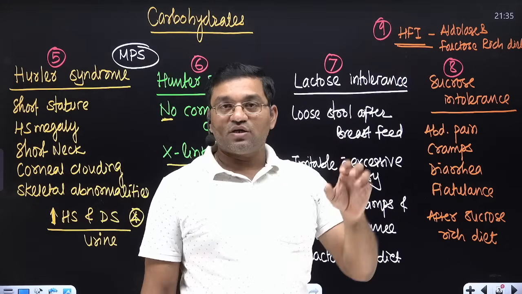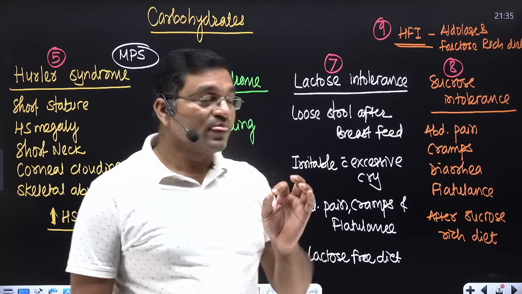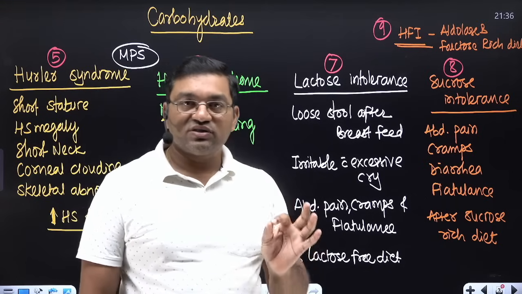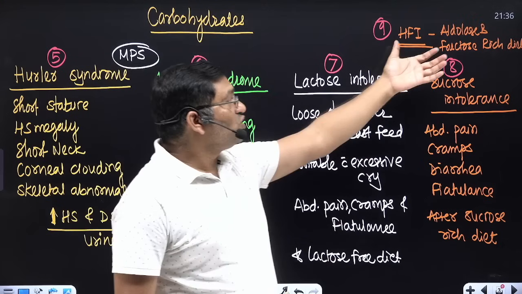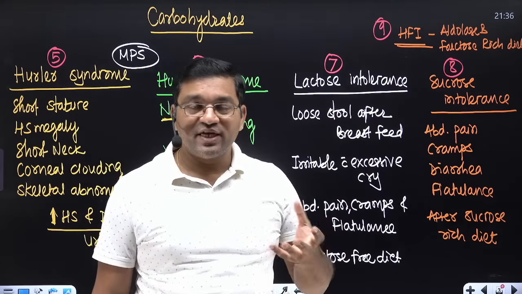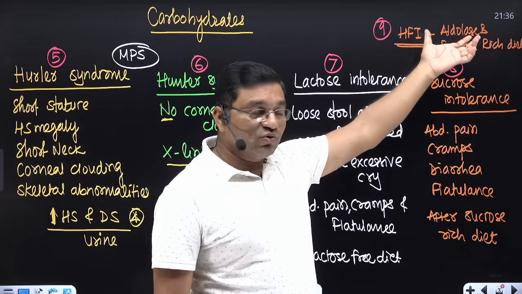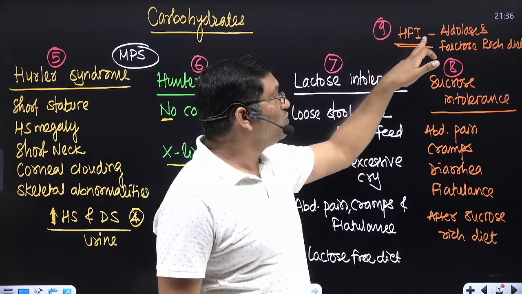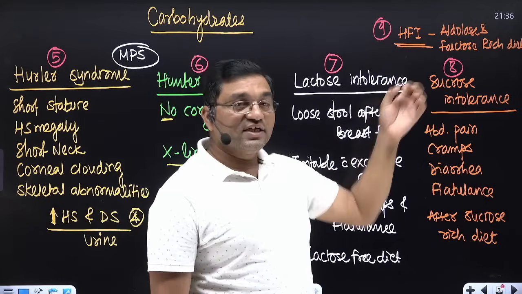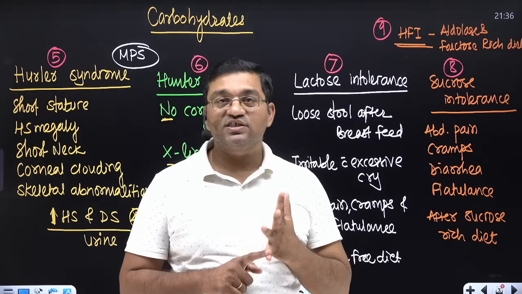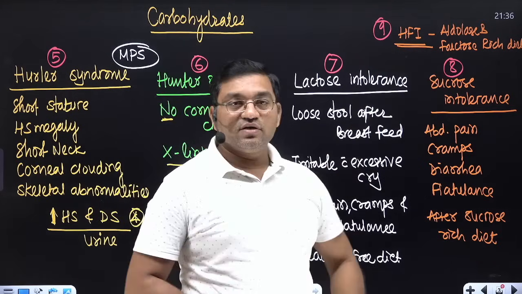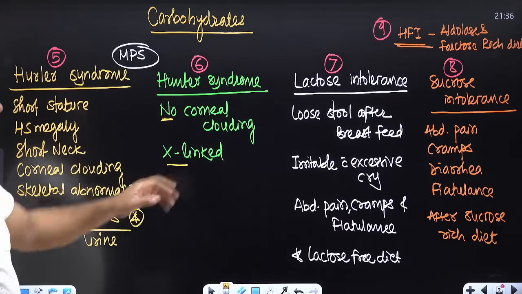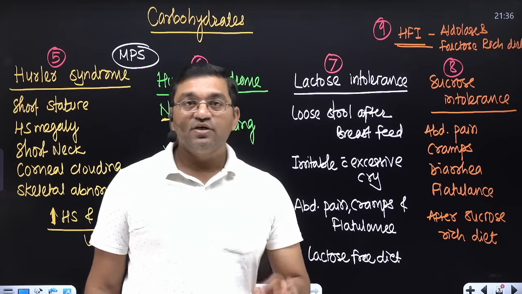In hereditary fructose intolerance, it is due to the deficiency of the enzyme aldolase B, which causes the conversion of fructose 1 phosphate into DHA, that is dihydroxyacetone phosphate, and glyceraldehyde 3 phosphate. So there is accumulation of fructose 1 phosphate, which causes jaundice, hepatomegaly, and fasting hypoglycemia. So this is somewhat more severe as compared to this. When we take a fructose rich diet continuously, there is hypoglycemia, hepatomegaly, and jaundice like features in hereditary fructose intolerance. So these are the disorders: Hurler syndrome, Hunter, lactose intolerance, sucrose intolerance, and hereditary fructose intolerance.